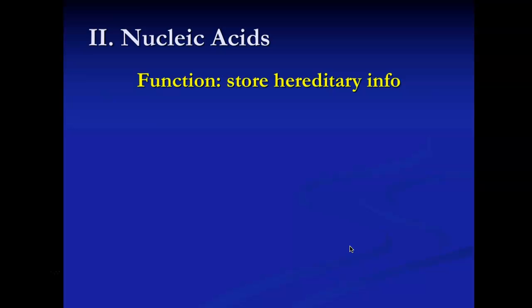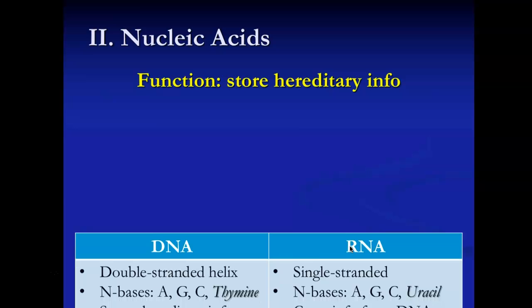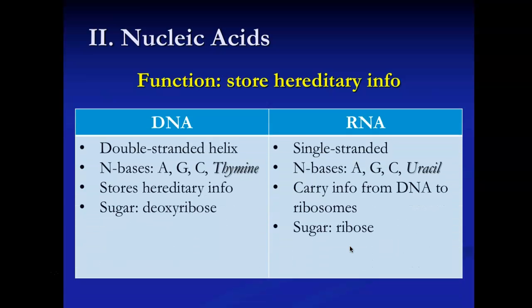And then today we're going to, like I said, cover nucleic acids and carbohydrates. The job of nucleic acids is to store hereditary info. You have a table here where you're going to compare DNA and RNA. I'm going to read through these real quick and then you're going to want to pause. So DNA is double-stranded, RNA is single-stranded.